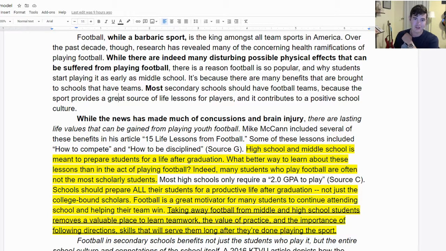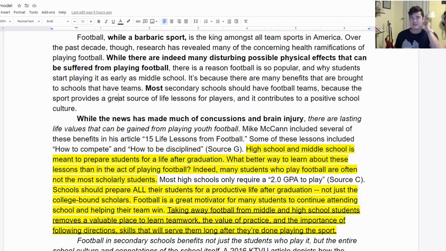Do you have to start off by acknowledging the other side? No, you don't. But I already wanted to get ahead of that. Mike McCann includes several of these benefits in his article, 15 Life Lessons from Football. Some of these lessons include how to compete and how to be disciplined. Source G. Notice I cite my source. So I've given my evidence that there are lasting life values gained from playing youth football. I give my evidence to prove it.